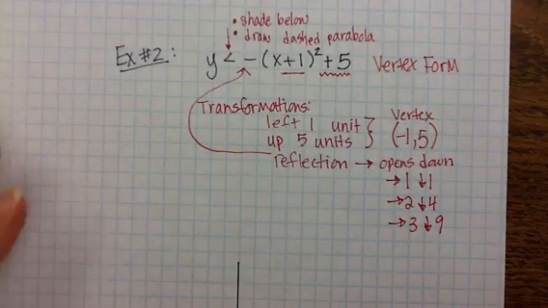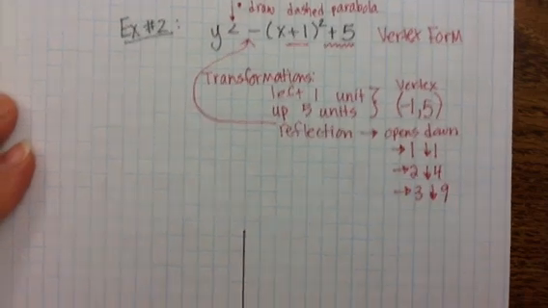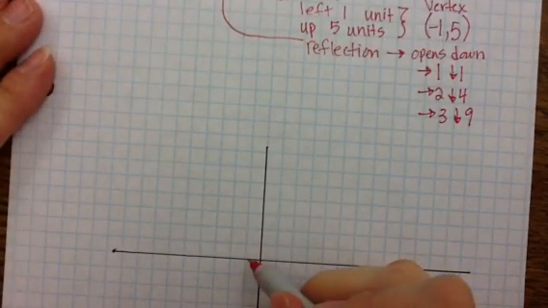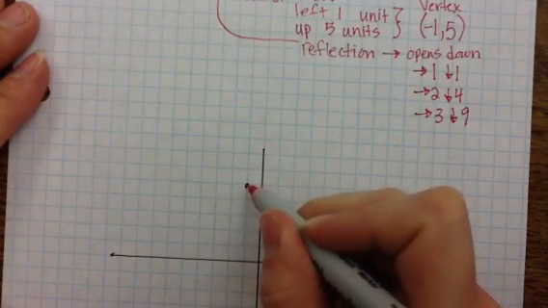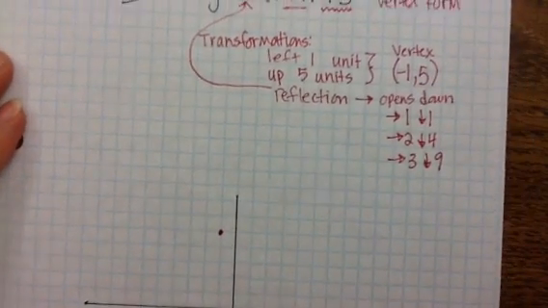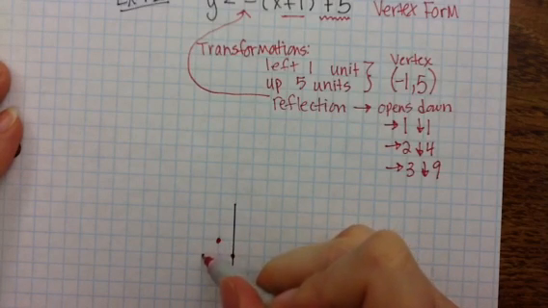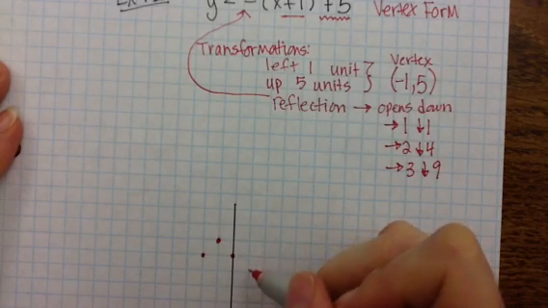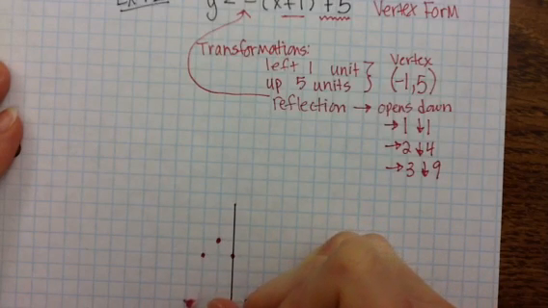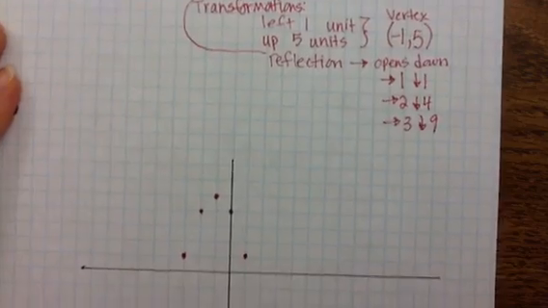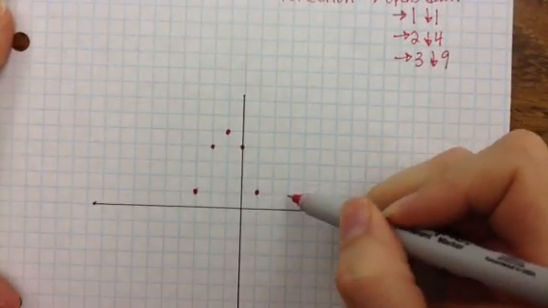Okay, so let's go ahead and get that sketched on our coordinate plane. The vertex is at -1, 5. And then the pattern is to go over 1, down 1, over 2, down 4, and then over 3, down 9.